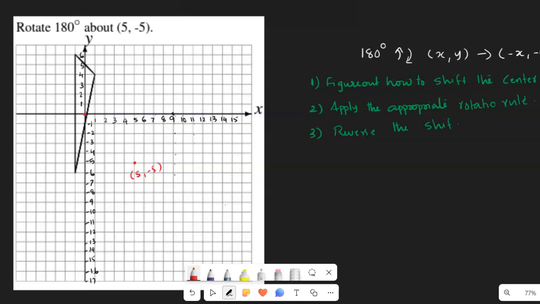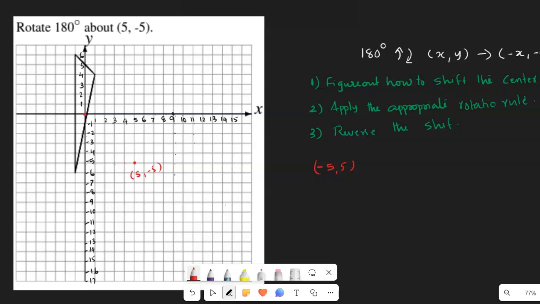See, basically 1, 2, 3, 4, 5 units left. Because it is moving left, you need to put a minus sign. 5 units left, and how many units up? 1, 2, 3, 4, 5 units up. So 5 units left and 5 units up is the shift that you need to make to change the new center of rotation to the actual origin.